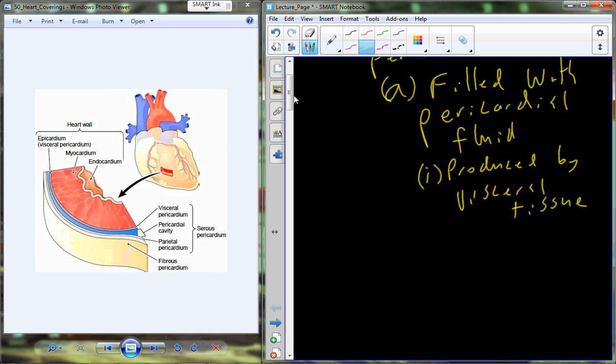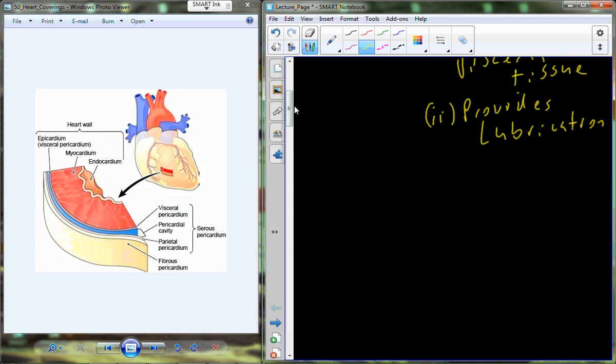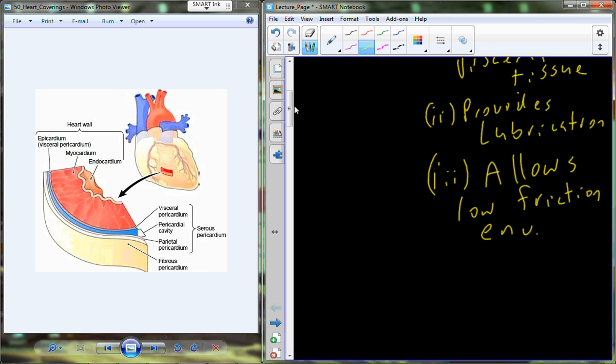What happens with the pericardial fluid is it begins to fill up that cavity and acts as a lubricant. This lubrication is very, very important, just like the motor oil in the engine of your car. This is going to prevent wear and tear because we allow a low friction environment.